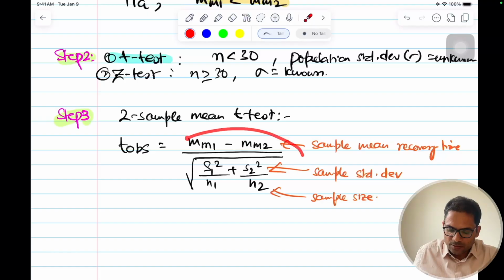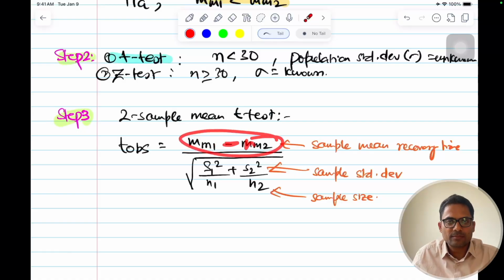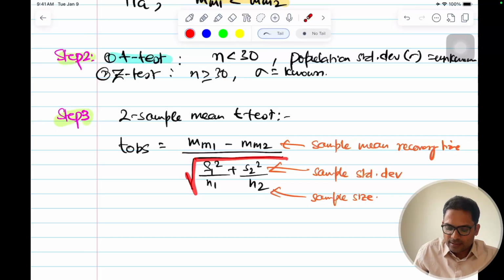Okay, so this is how you do a 2 sample mean test. So you have 2 means, you just take the subtraction of them, and then you can just standardize it by dividing with the standardized standard deviation. Okay, so we have standardized it.